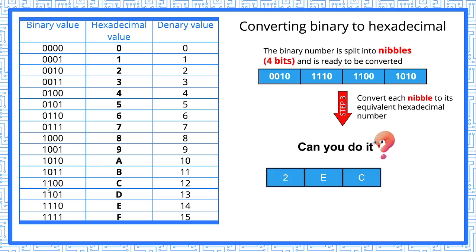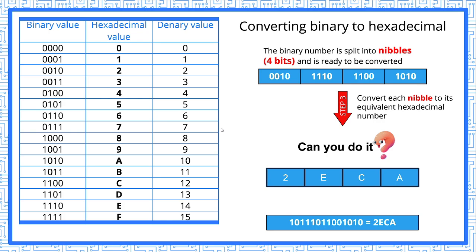1100 is a C, then 1010 is an A. So we could say now that our binary number, however long it is, is equal to 2ECA. So that's our binary number. We converted. That's how easy it is to convert a binary number into hexadecimal.